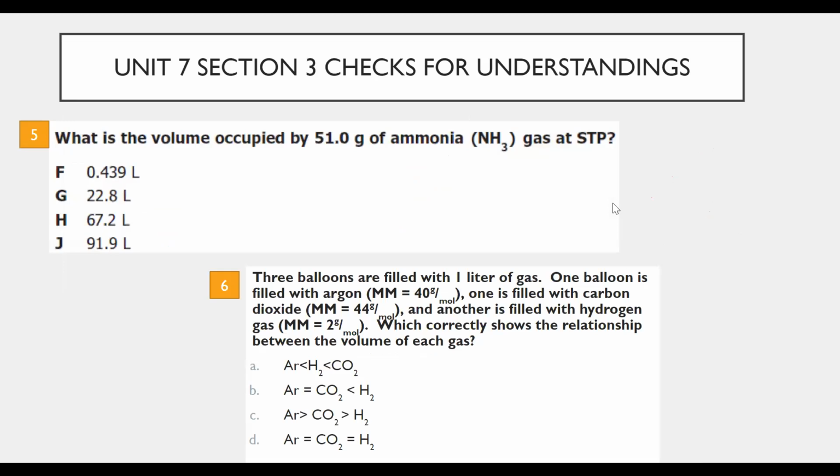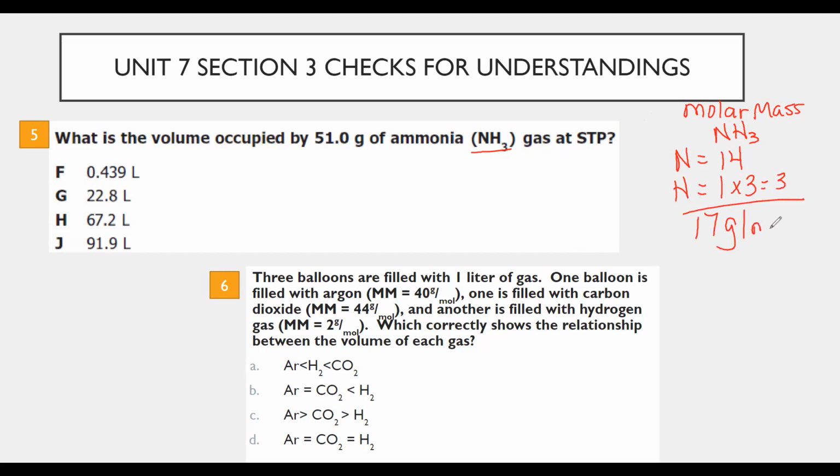All right, number 5. What is the volume occupied by 51 grams of ammonia gas at STP? All right, well, we got to figure out how many moles that is. So the first thing you do, as always, is figure your molar mass. So our molar mass of NH3, which is ammonia: N has an atomic mass of 14. Hydrogen has an atomic mass of 1. There's 3 of them. So you end up with 17 grams per mole.